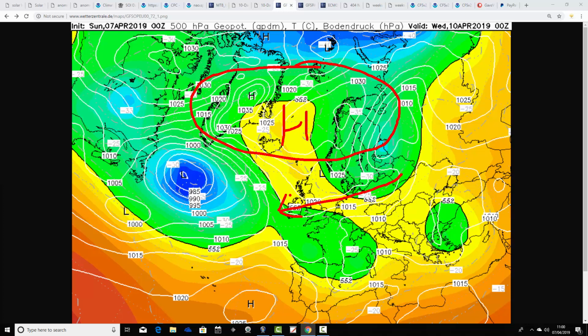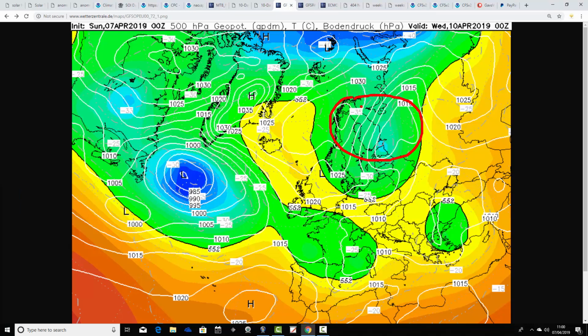And had this been January, we'd have been looking at a spell of bitterly cold weather and snow. But of course, it's April. There's no real legacy of particularly cold air left over the continent. So these are reasonably mild east winds, although there is quite a bit of cold air up here across northern parts of Scandinavia.